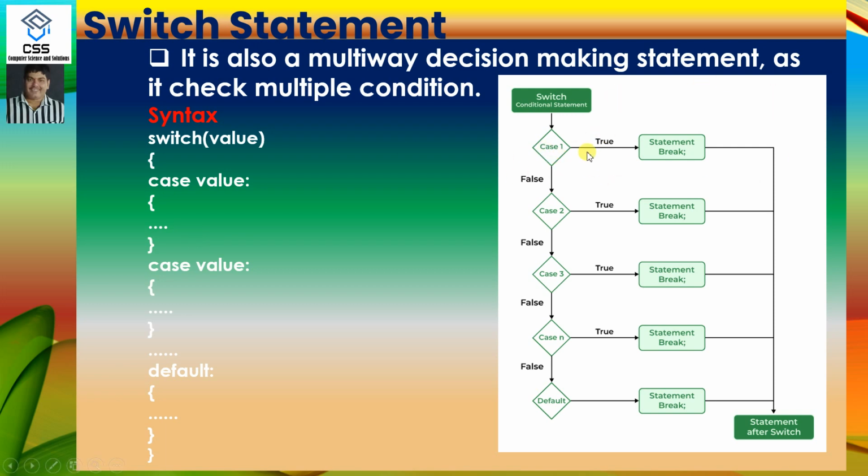Now you see the flowchart. If the condition is satisfied, this part will execute, then break, and it will come out of the switch. If it is not satisfied, the false part will execute, meaning the next case is tested. If this case is satisfied, then the respective statement will execute, and break means it will come out of the switch. Like this it continues. If none of the cases is satisfied, the last part will execute, that is the default, and hence it is known as a multi-way decision making statement.